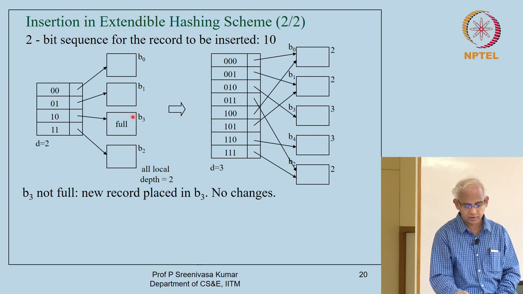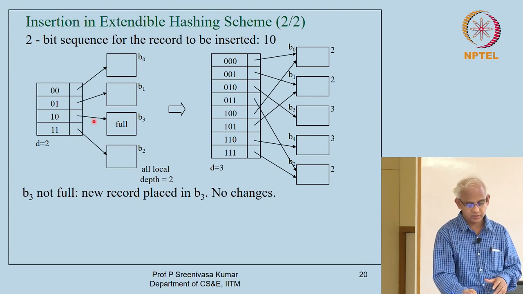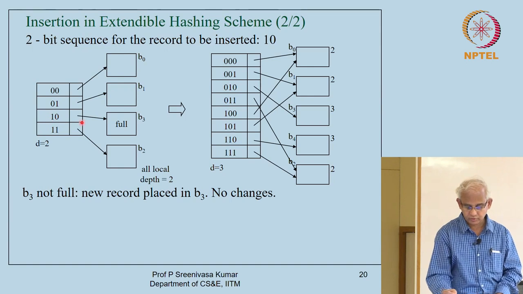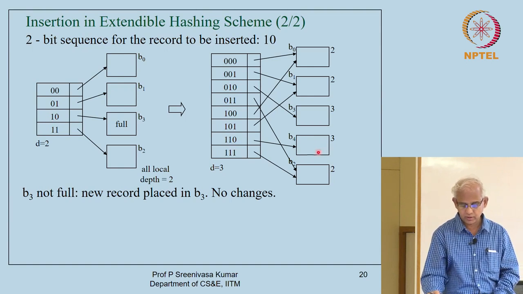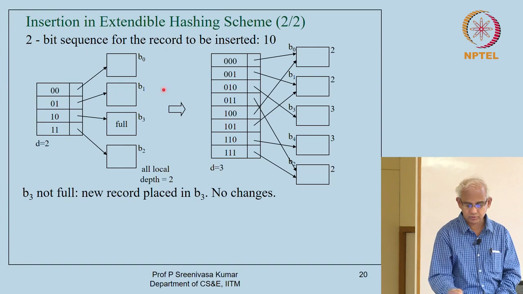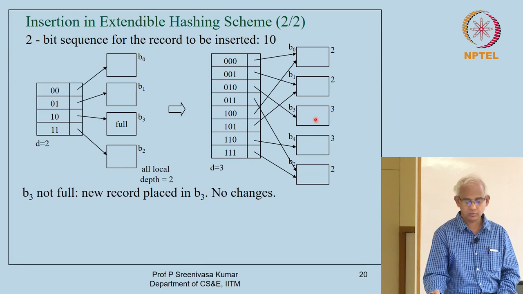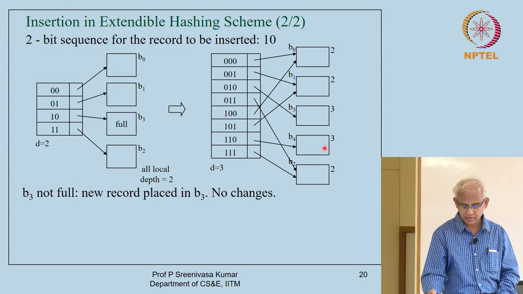So, when you split the records here, all of them had 1 0 as the 2 bit sequence. If you now consider the 3 bit sequence corresponding to them, they will either have 1 1 0 or 0 1 0. Okay. So, all the 1 1 0 ones you put into a new bucket, and the 0 1 0 ones you put into the old bucket. Okay. So, that is how we will adjust the directory.